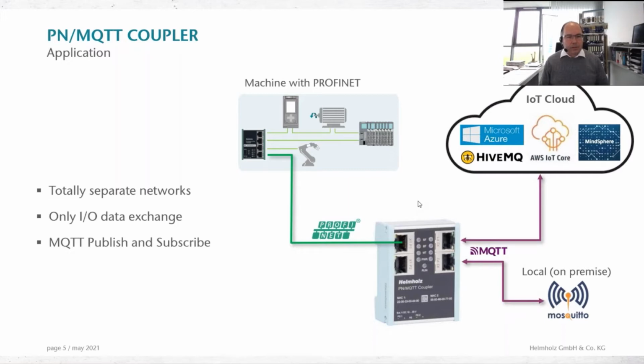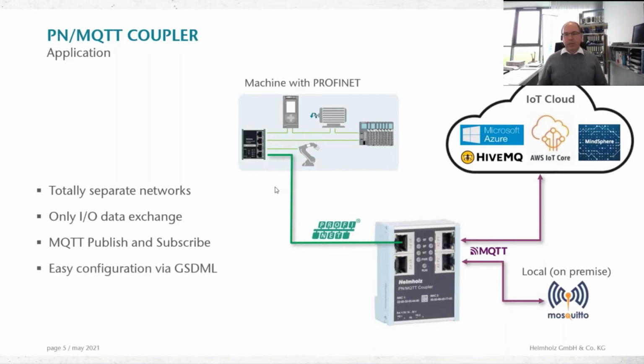The device is able to publish data, which is the standard case. You have data in the PLC, you want to publish it to the cloud, but also, and this is important here, you can subscribe to data. You can subscribe to data you have in a broker somewhere, connect to the cloud or to a local broker, and get data from outside.